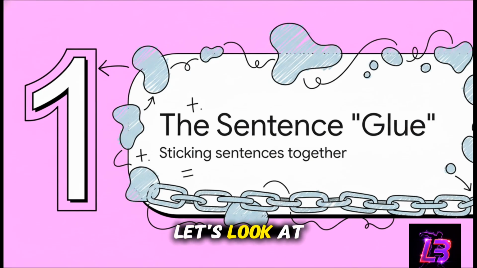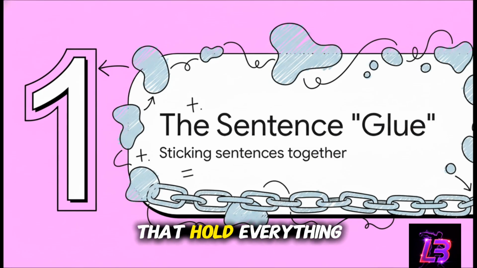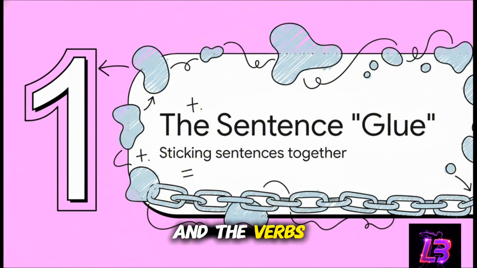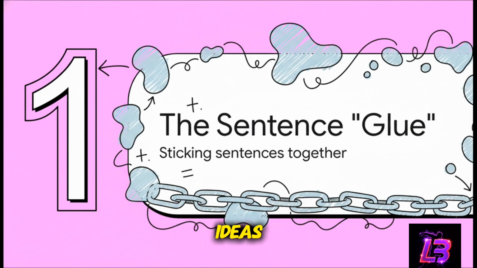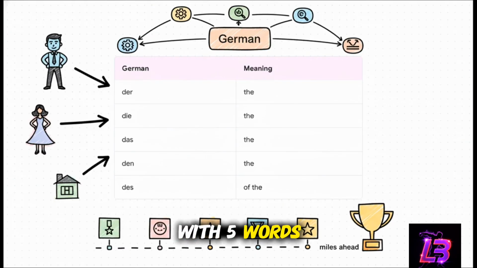Okay, first up, let's look at the words that are basically sentence glue. These are the little functional words that hold everything else, all the nouns and the verbs, together so that it all makes sense. Without them, you've just got a random jumble of ideas. So let's start with 5 words that, believe it or not, all mean the. Meet der, die, das, den, and des. These are some of the most common words in the entire language. Now, you might be asking, why so many? Well, they just change their form depending on their job in the sentence. Master these 5 and trust me, you are already miles ahead of the game.